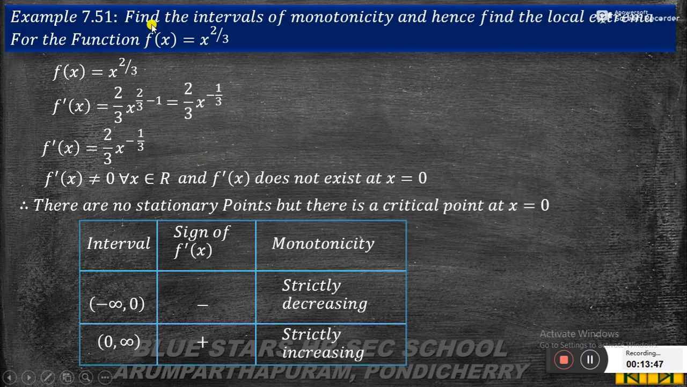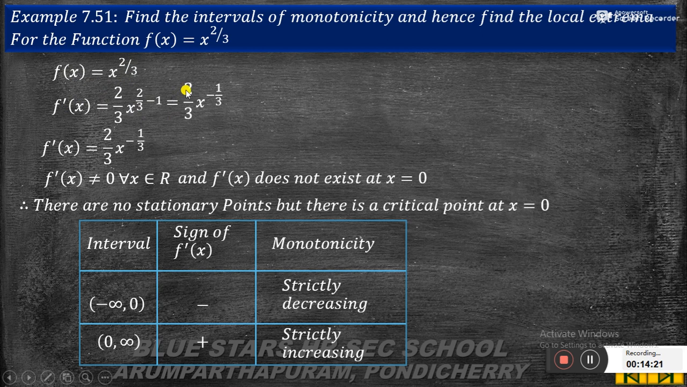Example 7.51: find the intervals of monotonicity and hence find the local extremum for the function f of x equal to x power 2 by 3. They ask about the intervals, and next they ask to find the local extrema. First I write the given function, f of x equal to x power 2 by 3. Next I differentiate the function: f dash of x equal to the power 2 by 3 into x power 2 by 3 minus 1, and next I differentiate the base, the derivative of x, which is 1.